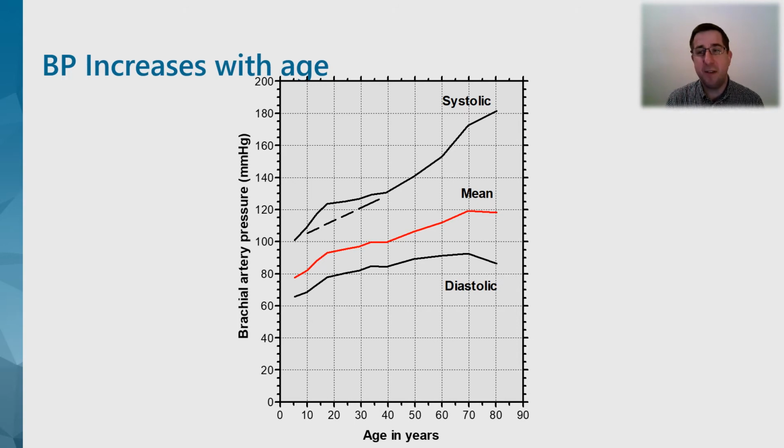Another diagram from Levick's textbook which demonstrates that on average blood pressure increases over a lifetime, but there is evidence to show that blood pressure becoming too high will have a detrimental impact on the cardiovascular system.